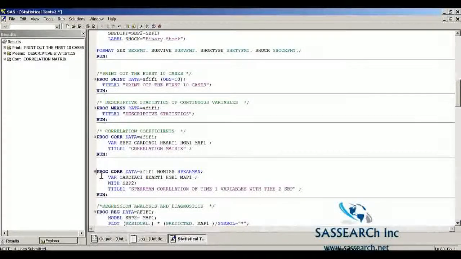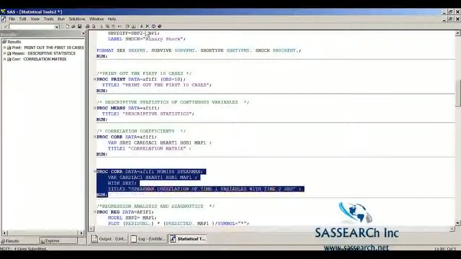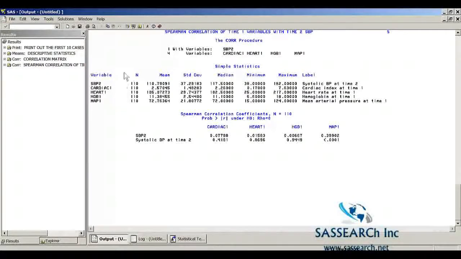Let's take a look at the output where we request the Spearman correlation coefficient and we want complete data on all of the variables, so only include observations that have complete data. So here we see that we're only looking at 110 observations. And notice here that instead of printing the sample size, the mean, standard deviation, sum, minimum, and maximum, like we saw when we ran PROC CORR before, because we're doing the Spearman correlation, we're getting the median, minimum, and maximum. So we're getting slightly different simple statistics.